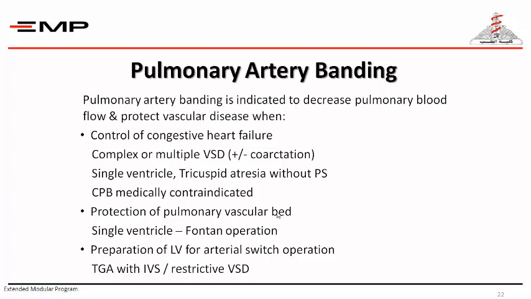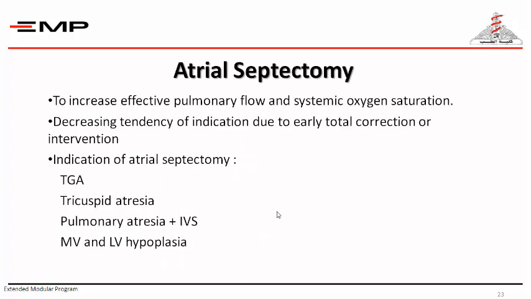This is in cases of multiple ventricular septal defects or unprotected single ventricle. It protects the single ventricle for later Fontan operations, or even prepares the left ventricle for arterial switch operation in cases of transposition of great arteries with intact septum. Atrial septectomy increases effective pulmonary flow and systemic oxygen saturation. The tendency of indication has decreased due to early total correction or intervention. Indications of atrial septectomy are transposition of great arteries, tricuspid atresia, or pulmonary atresia with intact septum.